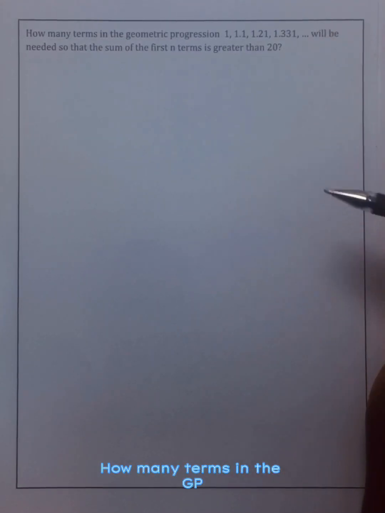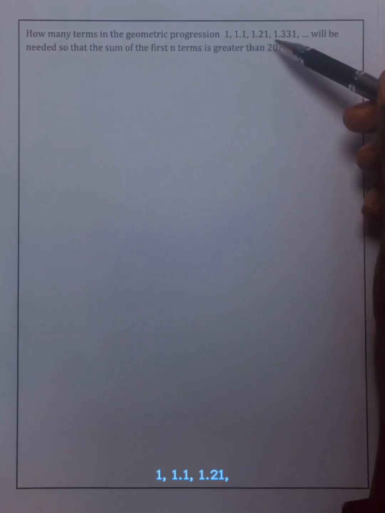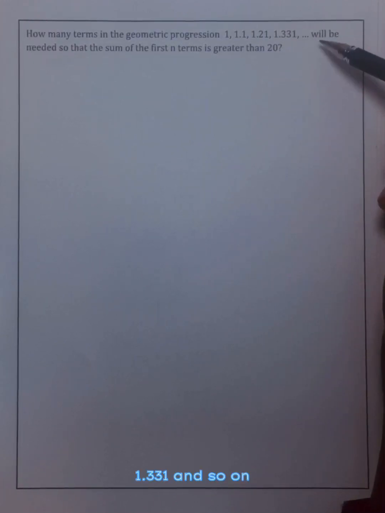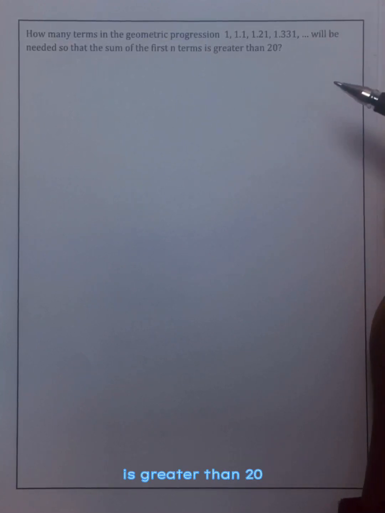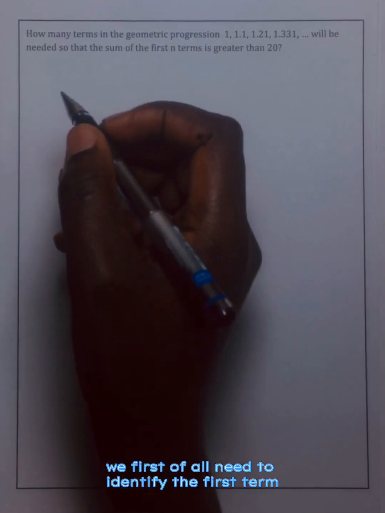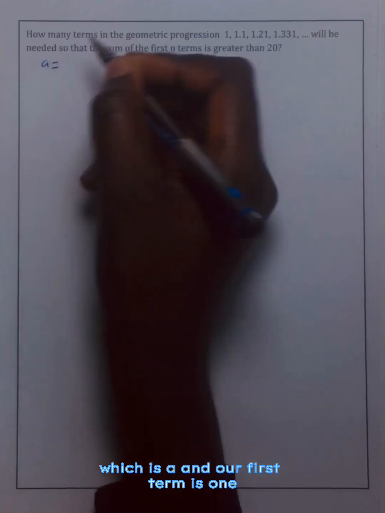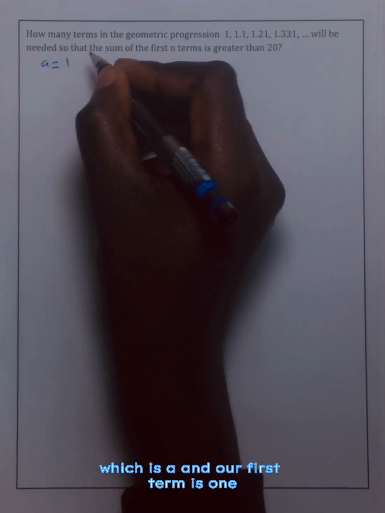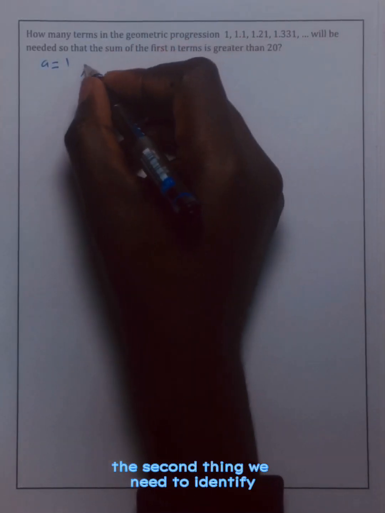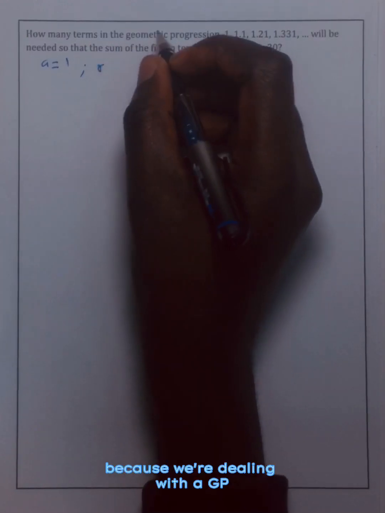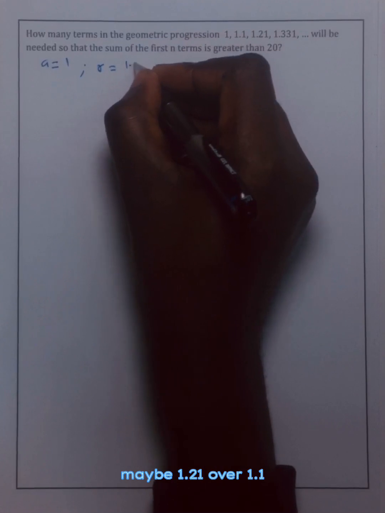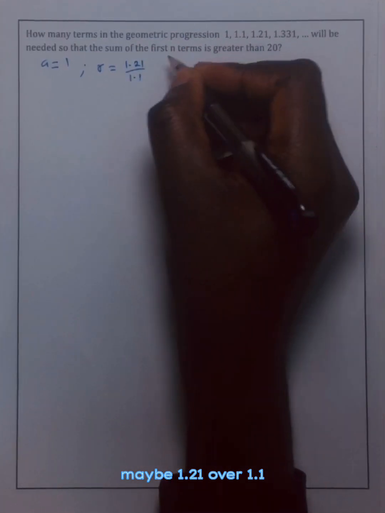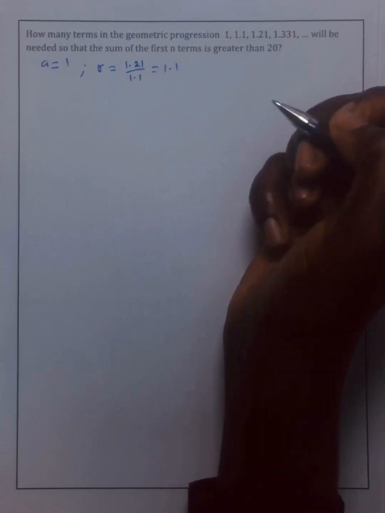How many terms in the GP 1, 1.1, 1.21, 1.331 and so on will be needed so that the sum of the first n terms is greater than 20? So we first of all need to identify the first term, which is a, and our first term is 1. The second thing we need to identify is the common ratio, because we're dealing with a GP, and the common ratio can be obtained by taking maybe 1.21 over 1.1, and we get that to be 1.1.